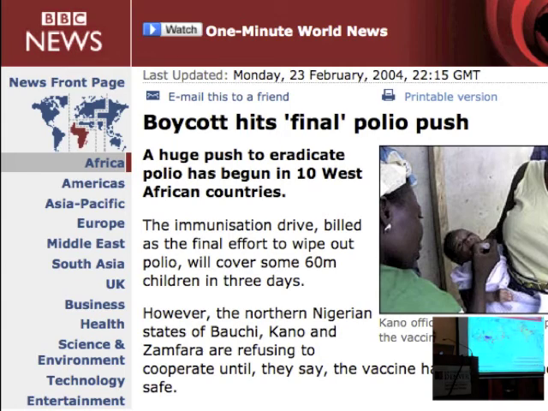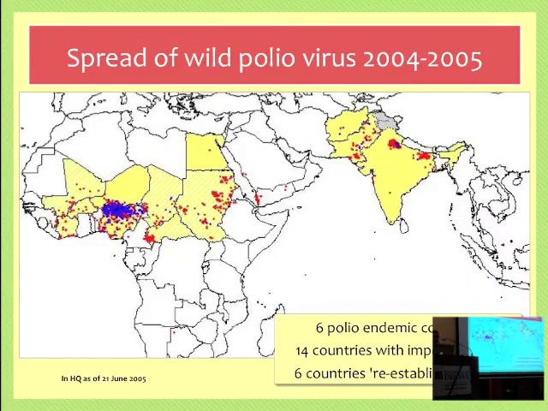spread throughout the region. It spread first to West Africa, spread to Central and Southern Africa, and then the Hajj came, and then spread to other parts of the world. So it sent the polio eradication campaign back about 10 years, unfortunately.